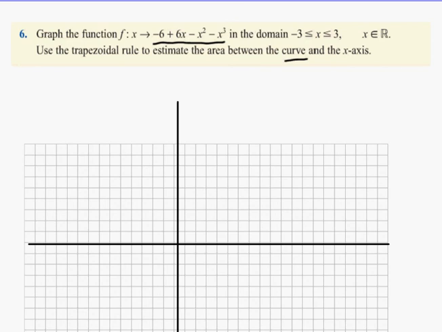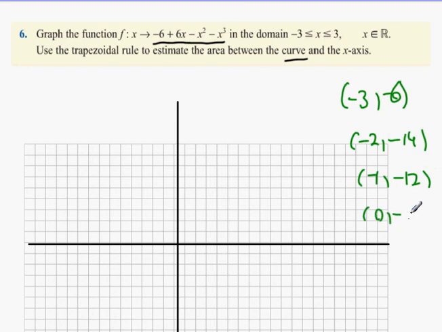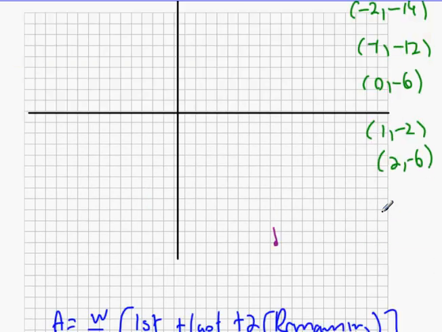Now, guys, what's the points for the new graph? Minus 3, minus 6. Minus 2, minus 14. Minus 1, minus 12. 0, minus 6. 1, minus 2. 2, minus 6. 3, minus 24. Quiet, please, guys.